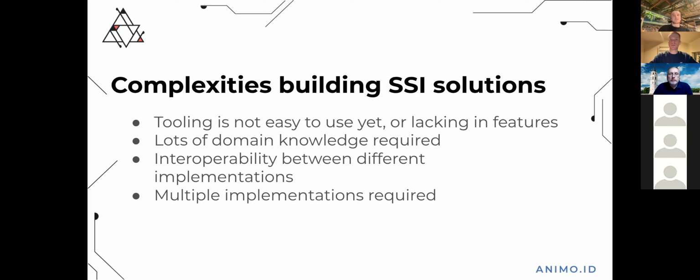And also oftentimes with SSI, you need multiple implementations. If we go to the slide with the triangle of trust, the issuer oftentimes needs an implementation, the holder, and the verifier. And also, oftentimes there are mobile wallets involved, and the mobile wallets are now full complex SSI agents. They need to store credentials, they need to communicate with others. So a lot of complexity is involved in that.